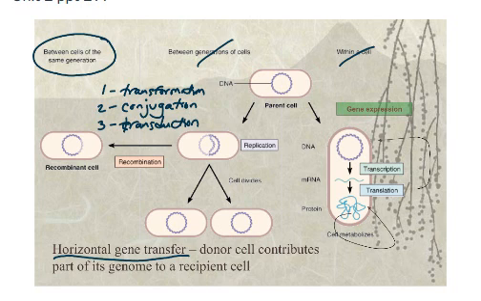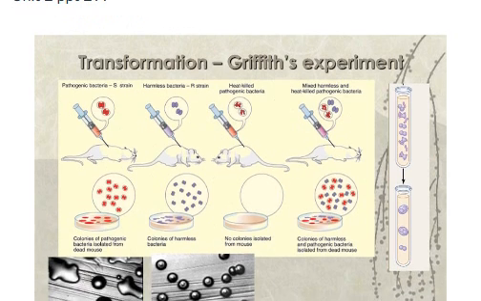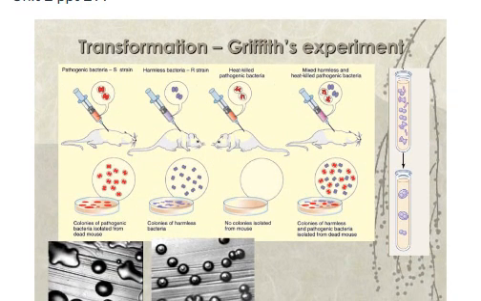So let's begin by taking a look at transformation. So transformation, Griffith had an experiment that pretty much defined and explained this type of horizontal gene transfer. For this particular type of event, I would like you to think of the word dead, or dead DNA from the environment. So in all three types of horizontal gene transfer, there's a donor cell giving up some of its genome, some genetic material, and giving it to a recipient. So let's take a look at this experiment.